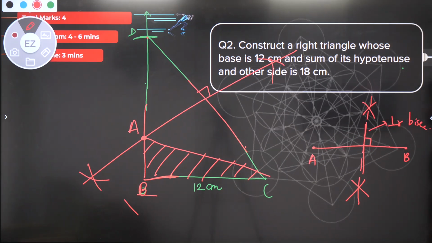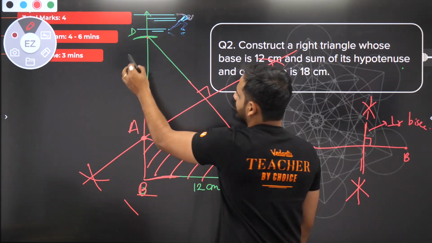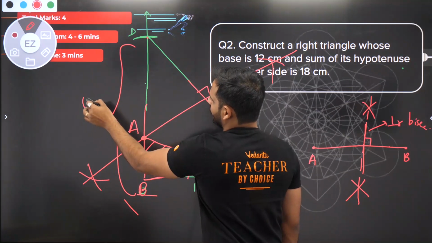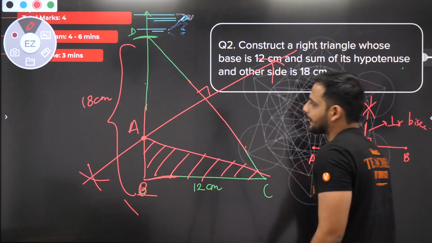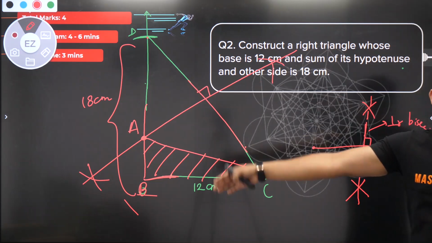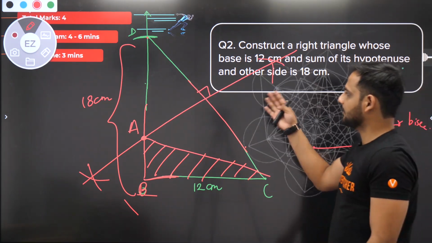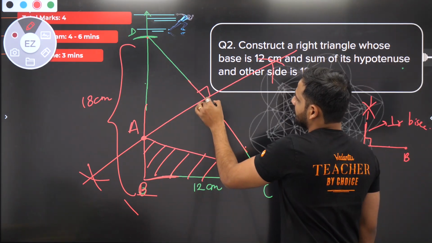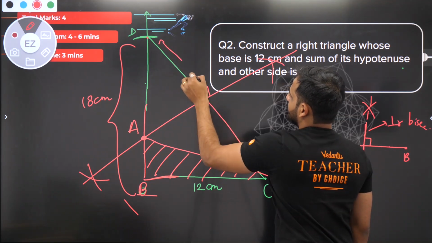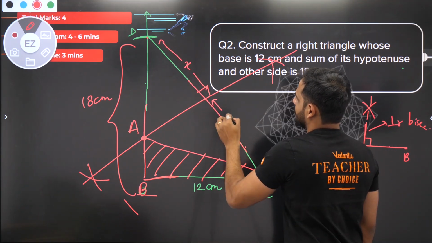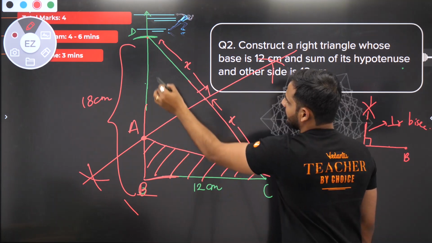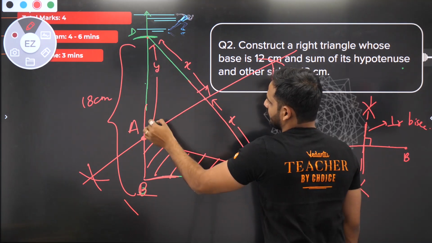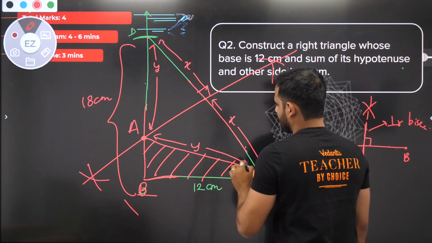Now what is the justification? We knew that this whole length was 18 centimeter. Now when you draw a perpendicular bisector, I know that the perpendicular bisector means this line and this line are equal, and similarly this line and this line are also equal.